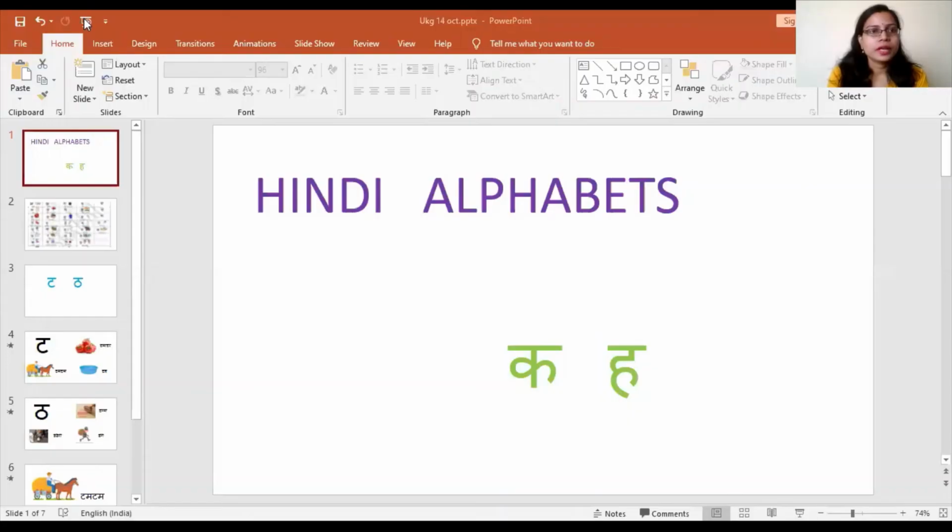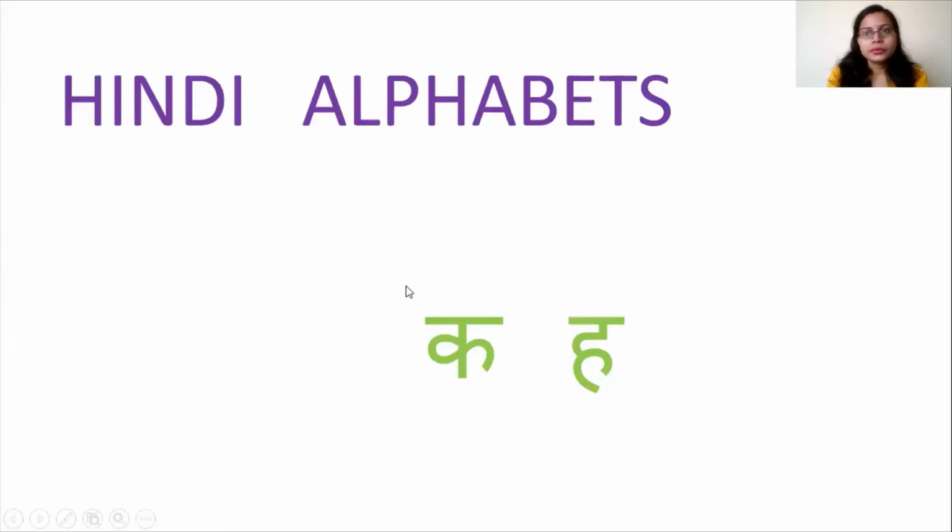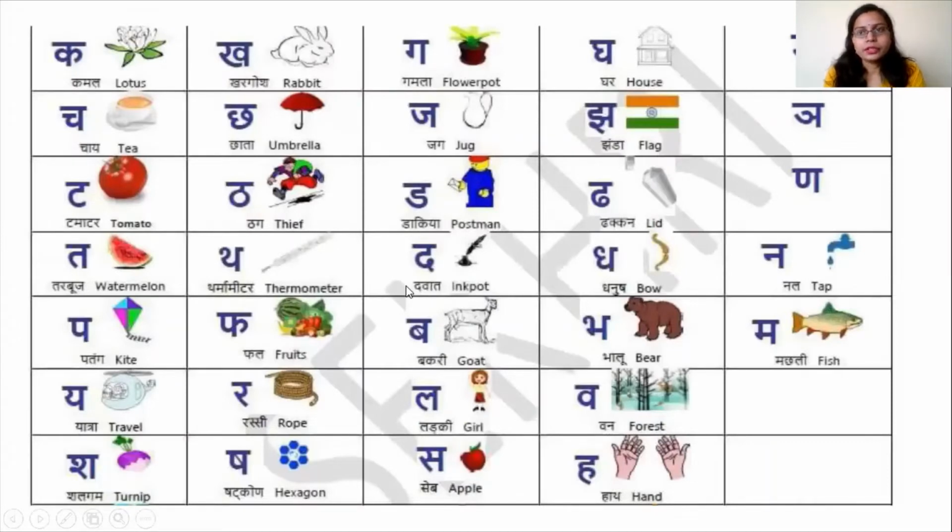So you know that we are doing k to h. And I have already shown you earlier that these are the consonants k to h. So we have completed k to anga, the first line of consonants, and then we have also completed ch to nya, the second line of consonants. Okay, so now today we are going to move to the third line.